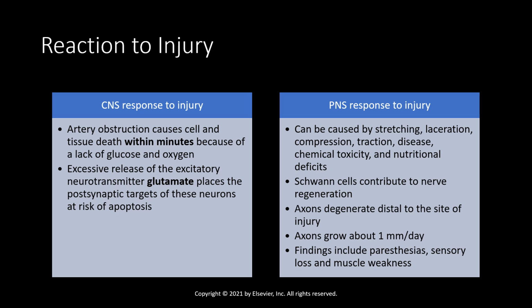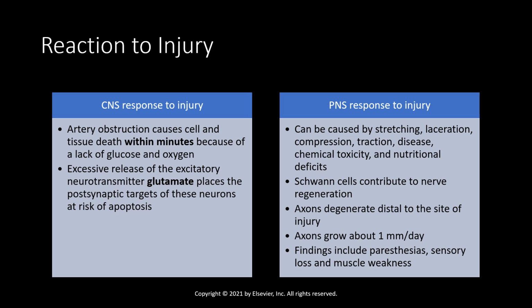We're going to see different reactions to injury in the central nervous system versus the peripheral nervous system. Lack of blood flow in the central nervous system causes tissue death within minutes because of insufficient glucose and insufficient oxygen. So artery obstruction causes cell and tissue death within minutes, and that's why time is such an important concept related to CVAs and spinal cord injuries, because that's central nervous system involvement.